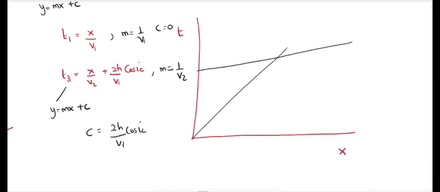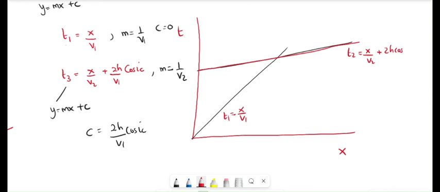So yeah, let me use a different color to make it more appealing. So this line is T1, which is equal to X over V1. And this line is T2, which is equal to X over V2 plus 2H plus IC over V1. Now, where T2 overtakes T1, it has a name. We call it the crossover.